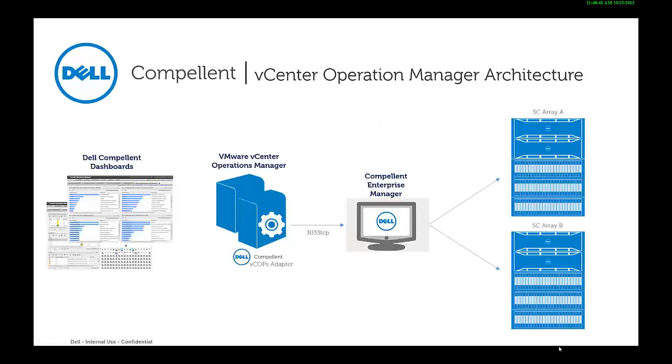VMware vCenter Operations Manager can collect data from multiple sources. Typically, customers would configure vCOps to collect data from vCenter. We're going to focus on the Compellent adapter. The Compellent vCOps adapter is deployed to the Analytic virtual machine. Then it is configured to gather information from the Dell Compellent Enterprise Manager data collector. By default, the data collector listens on port 3033, but this can be changed. The Compellent adapter pulls information from Enterprise Manager every 5 minutes.